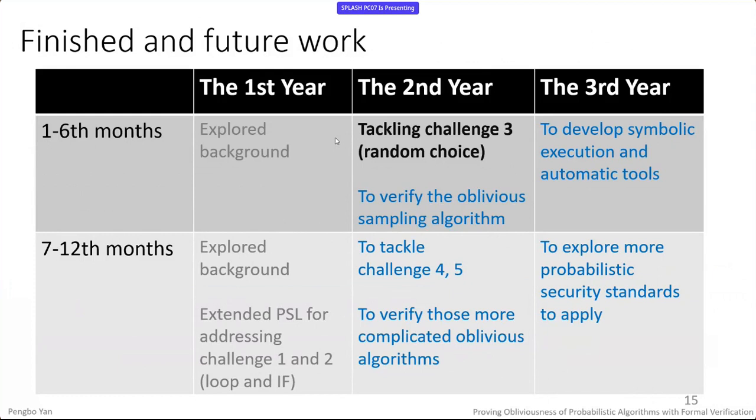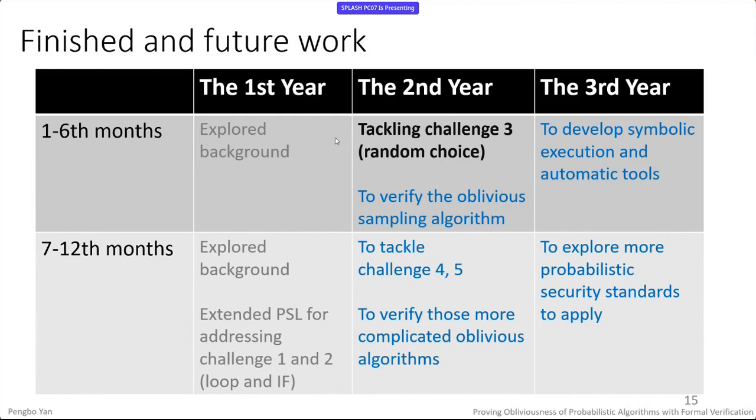Then the future plan includes tackling challenges 4 and 5, to verify those more complicated oblivious algorithms, which are imperfect. And in the third year of my PhD, I plan to develop symbolic execution and automatic tools, which will make the previous results easier to use. Finally, I also plan to explore more probabilistic security standards to apply, such as differentially private obliviousness, which is a new definition of obliviousness. Okay, that's all of the content I'm going to introduce.